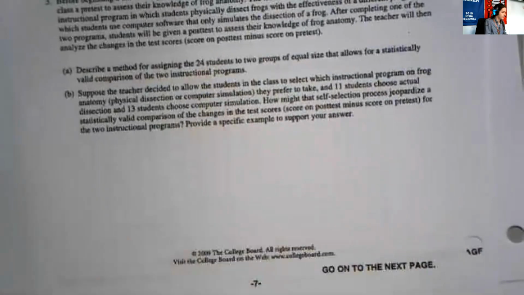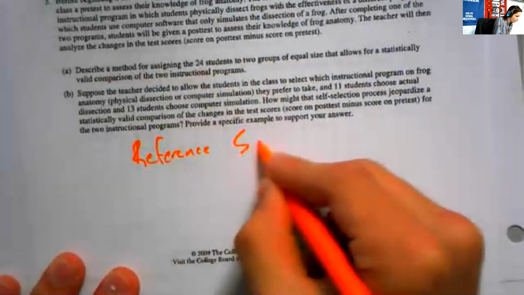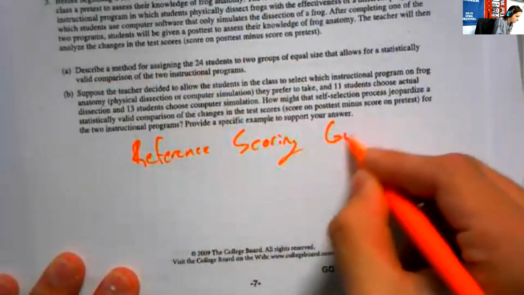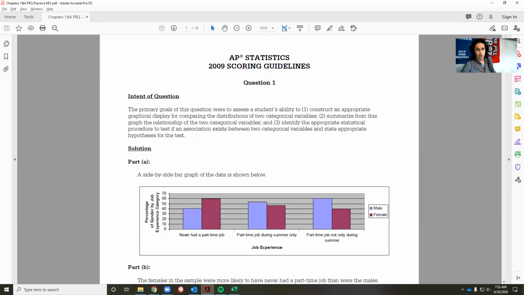Be sure to reference the scoring guide. That is the key. If you haven't noticed, the key's already shared with you.